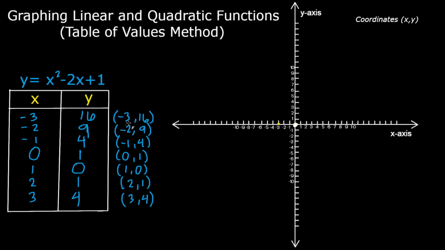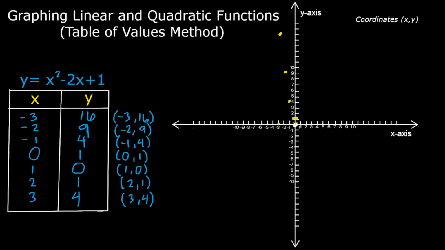So, una, negative 3, 16. So, negative 3, and then 10, 11, 12, 13, 14, 15, 16. So, dito siya sa part na to. Okay? So, ito yung negative 3, 16. Now, ito naman, negative 2 and 9. Negative 2 and then 9. So, dito siya. Okay? So, ito naman, negative 1 and 4. Negative 1, 4. Ang sunod is 0, 1. So, ang 0, 1 is dito siya.